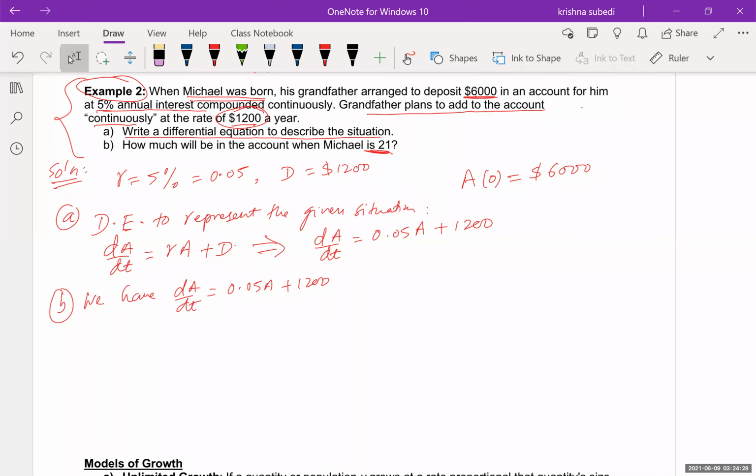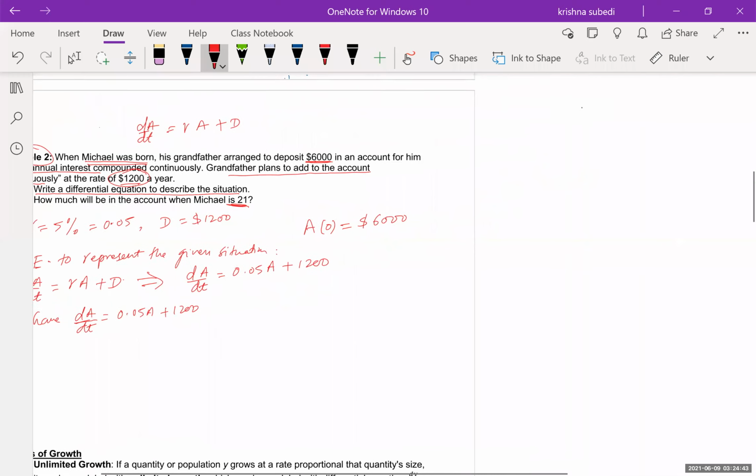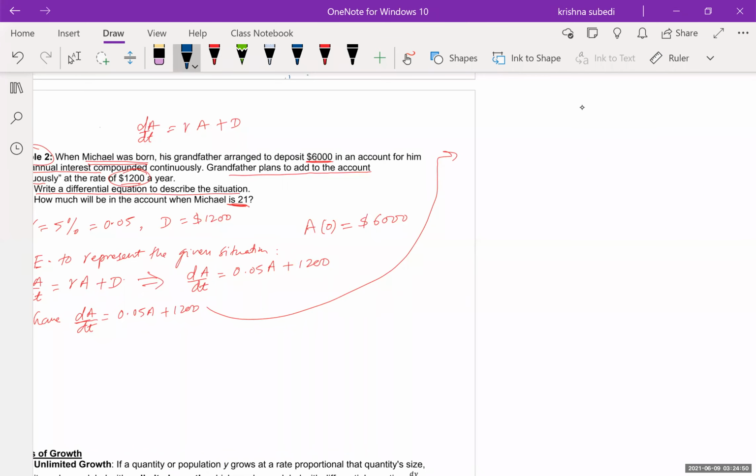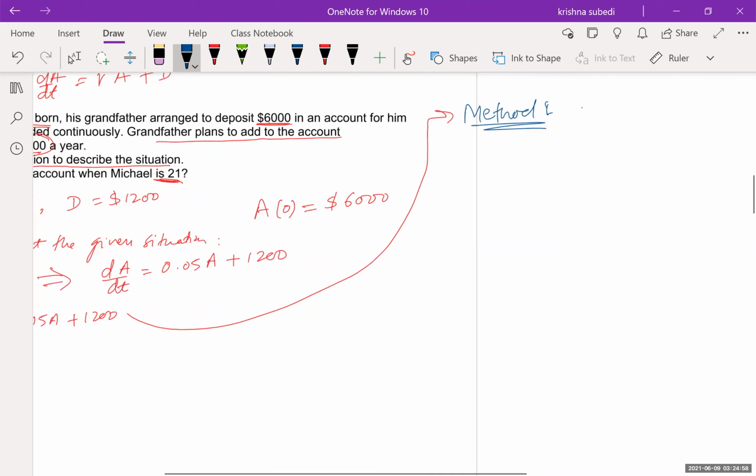Now, there are two methods. For this particular question, you can use the separable differential equation method, or you can use the integrating factor method. You can use any one of these two. So let me take this all the way there, and first, let us try method 1. Let us use the separable differential method first.